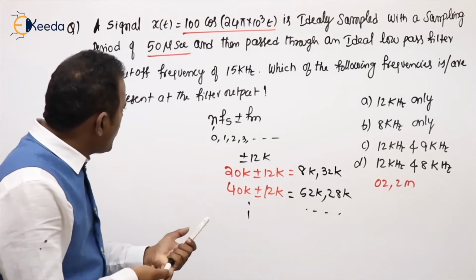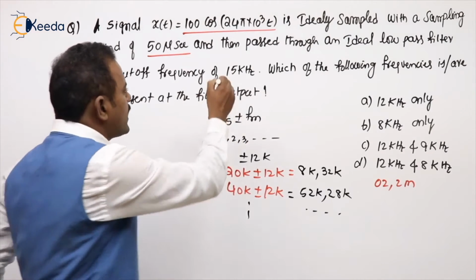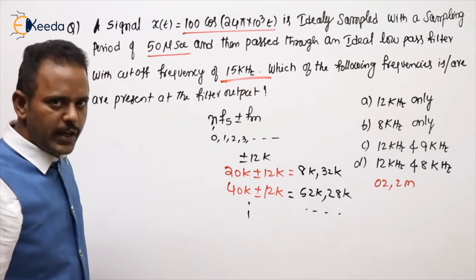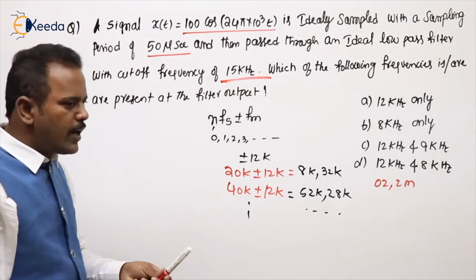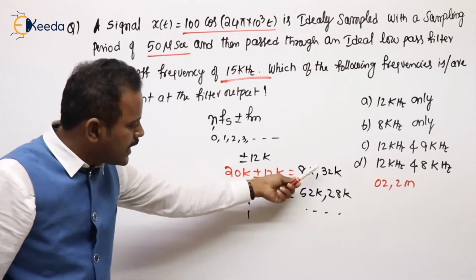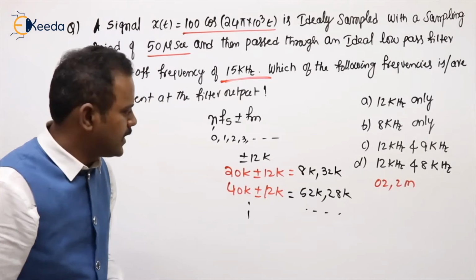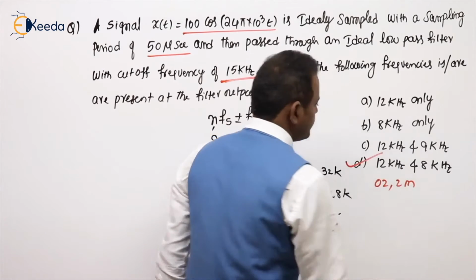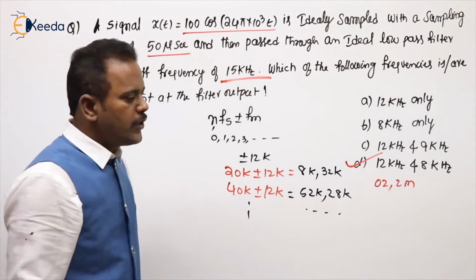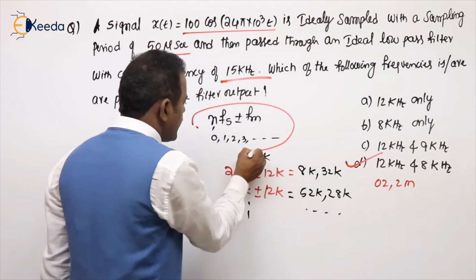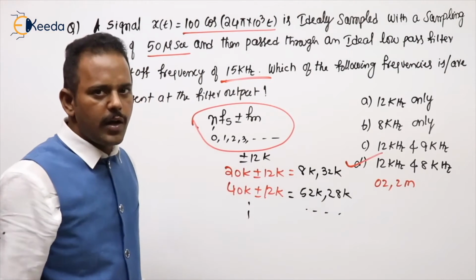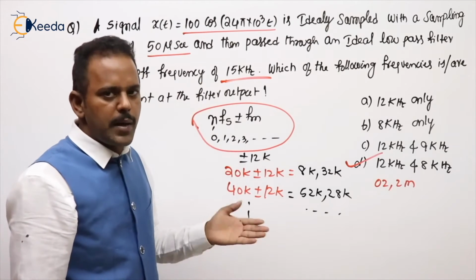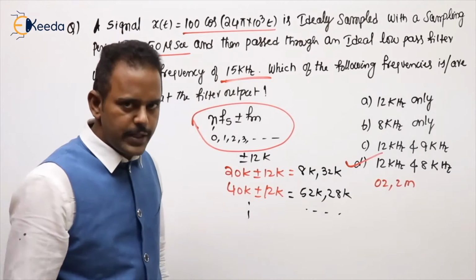This is passed through what? An ideal low pass filter with cutoff frequency 15K only, which means it allows all the components up to 15K. Up to 15K, what is available? 12K as well as 8K. The remaining ones are all greater than that. So 12 and 8 means option D. A simple 2 marks question. The thing you need to remember is that these are the frequency components available at the output of a sampled signal. After taking that, depending upon whether they give you low pass, high pass or band pass, take the components.